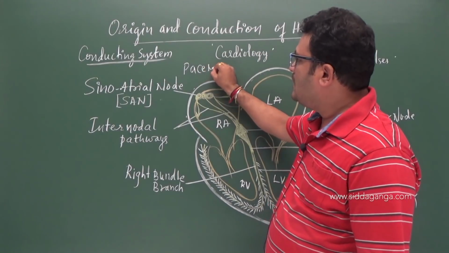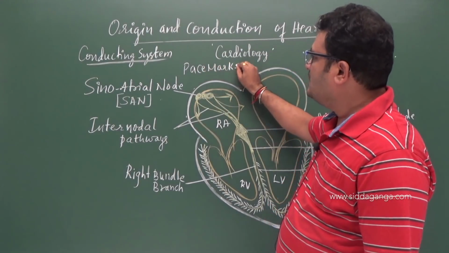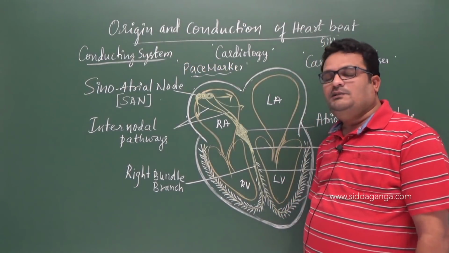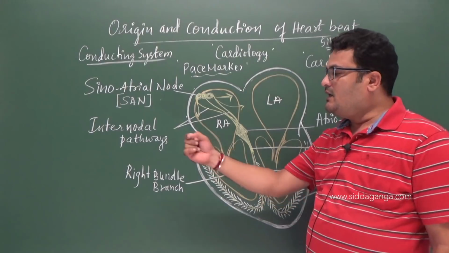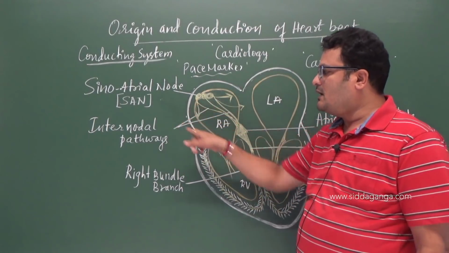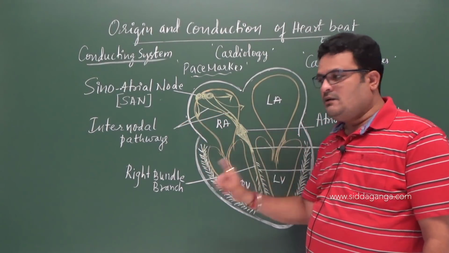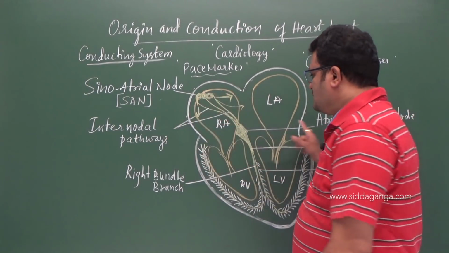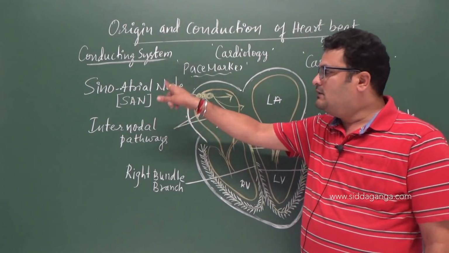You are getting a one mark question here. They ask what is a pacemaker, and give options: SAN, bundle of His, AVN or Purkinje fibers. Among these four, which is known as a pacemaker? That is SAN.